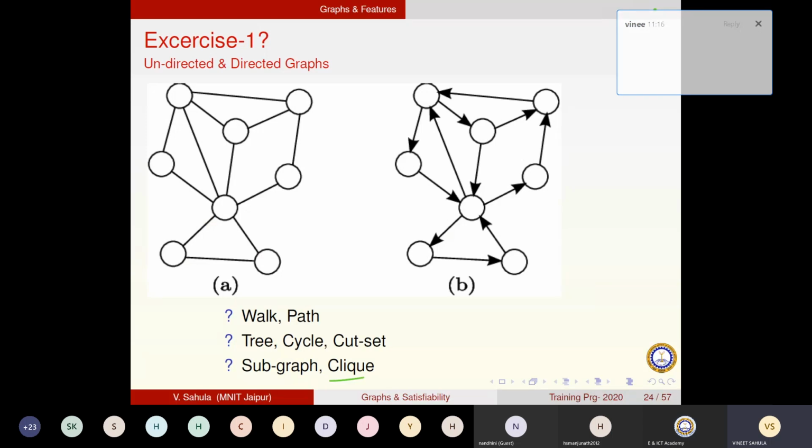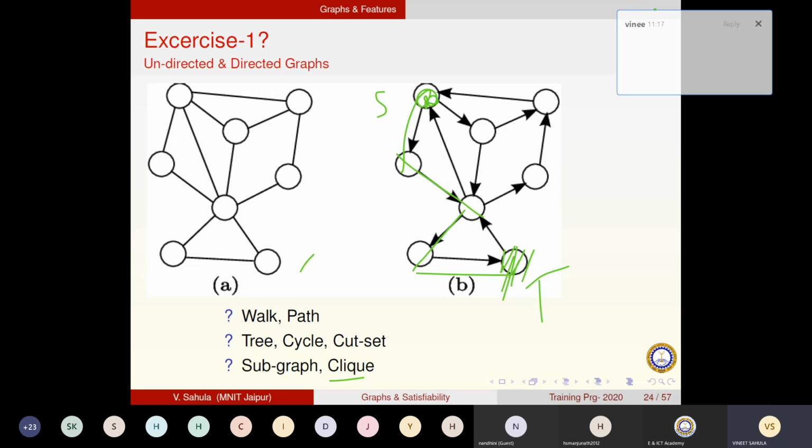What is a path? If I start from this, what is a path? Is there any path from this vertex to, let us say, this vertex? I'm shading them differently. So this is a source vertex, this is a target vertex. Is there a path? Path means it should not repeat any edges and vertices. So if I start from here, take this direction, this direction, this direction and reach here, I have a path, yes. There is no edge repeated, there is no vertex repeated. So this is a path.